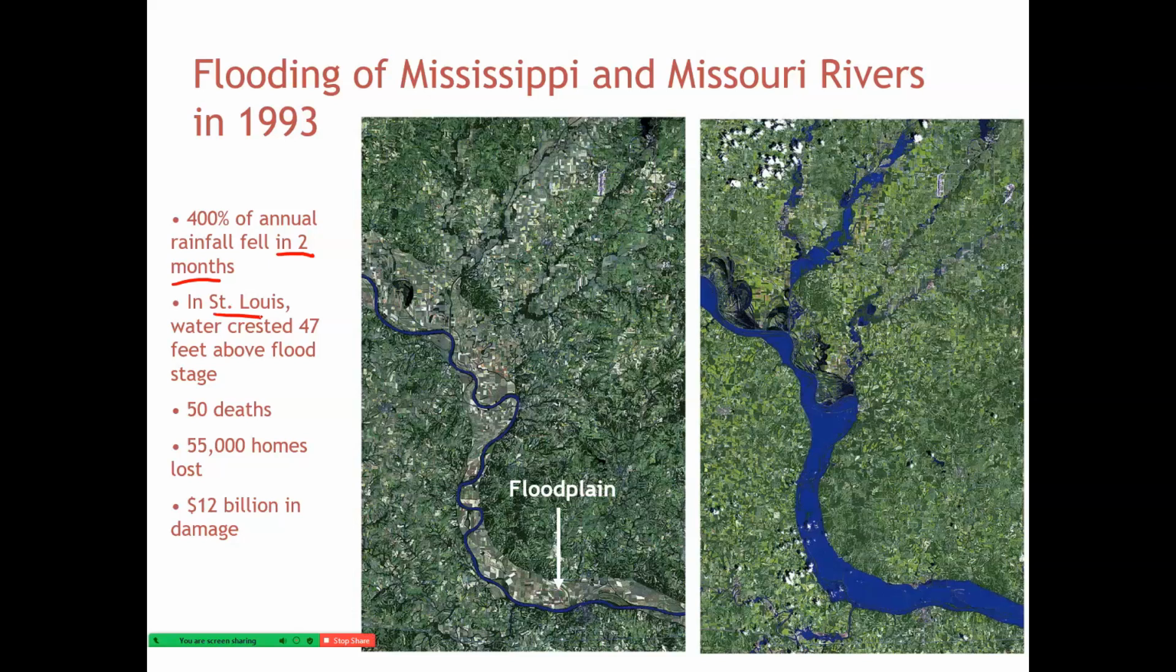So as a result, in a city like St. Louis, right on the Mississippi, the water actually crested 47 feet above typical flood stage, caused dozens of deaths, thousands of homes lost, billions of dollars in damages, all because people built in a floodplain because it's a nice flat place to build, and you've got lots of good farming opportunities there. It is a risk that you take when you build in a floodplain.